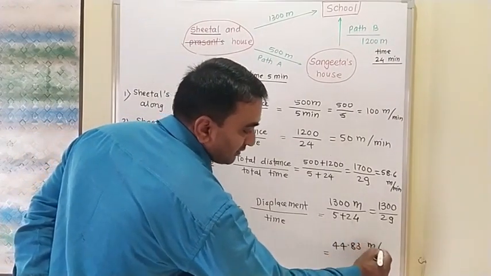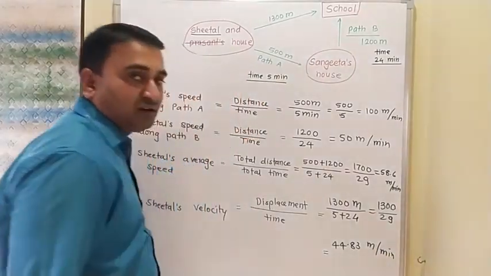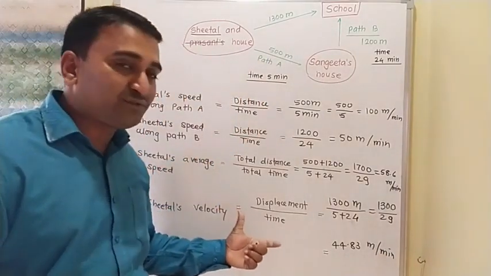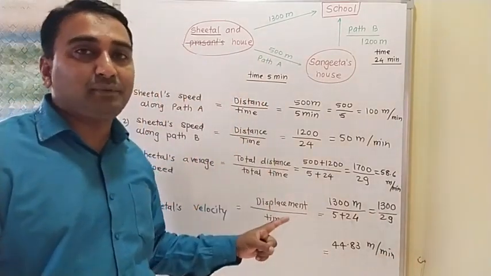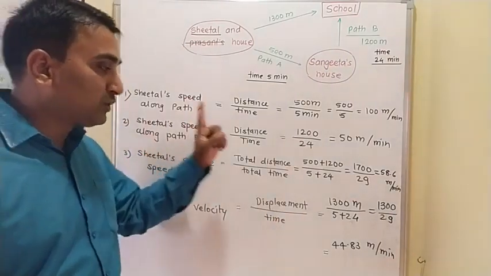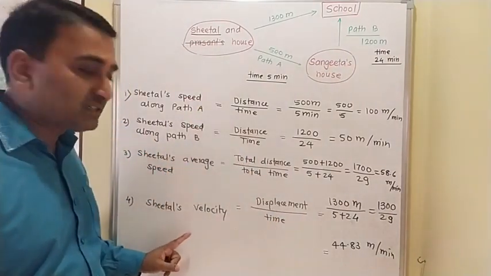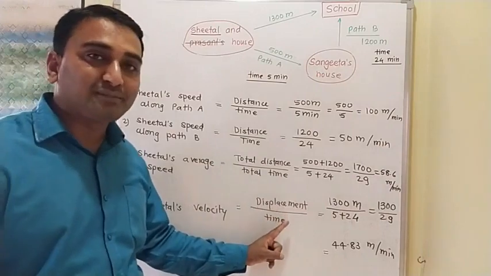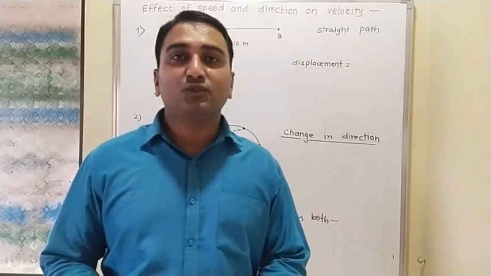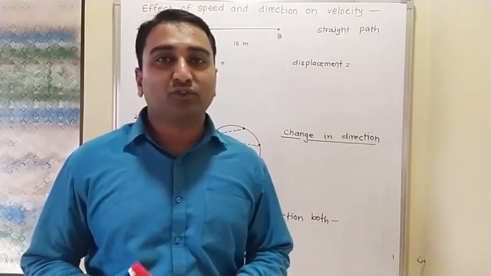44.83 meter per minute. So these are the calculations for velocity and speed. Speed is related to distance and velocity is related to displacement. After discussing this concept, we are moving towards the next concept.